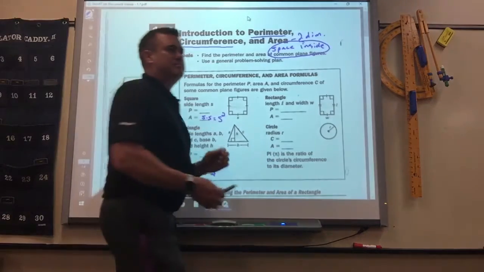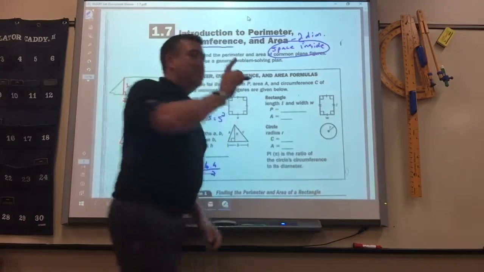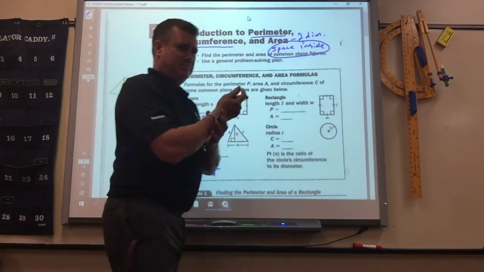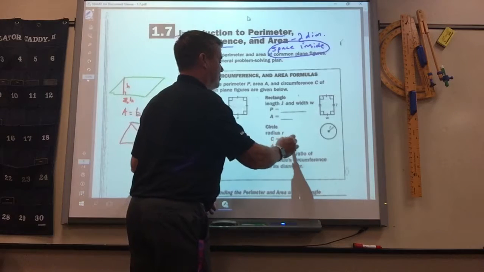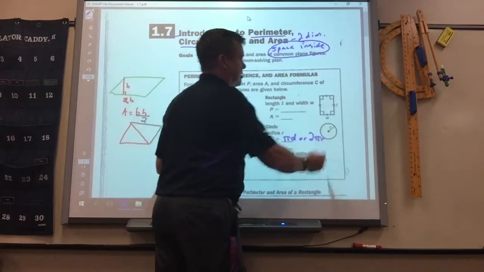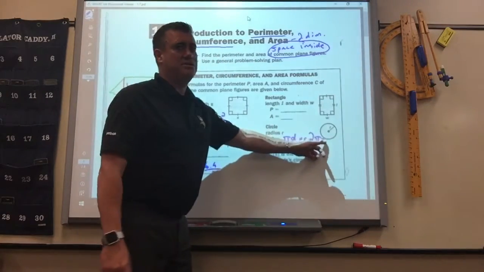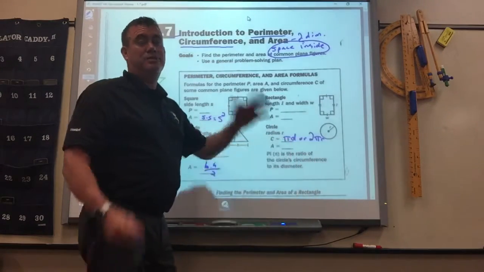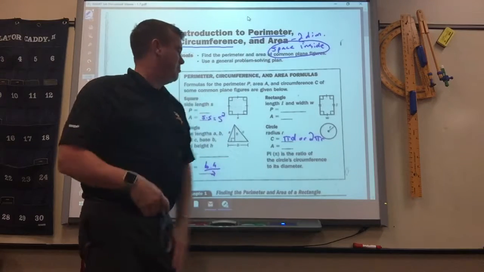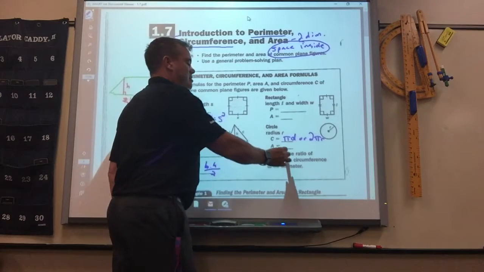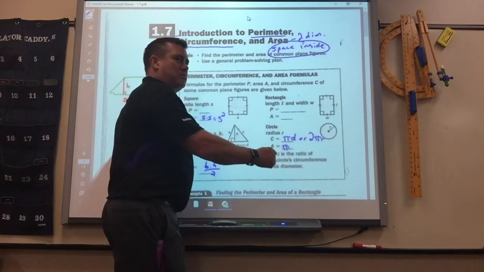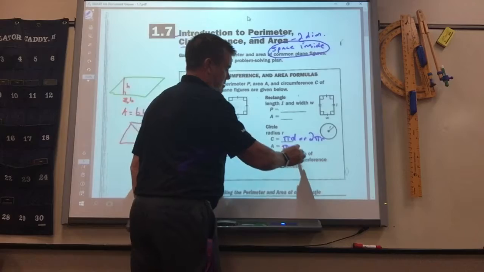Circle. These two formulas, circumference, and remember circumference? Pi times diameter. Remember, squared is only used in area. Pi times diameter, or 2 pi r, because 2 radiuses is the same as a diameter. You guys remember radius and diameter? Radius is halfway, diameter is all the way. Area then is pi r squared.